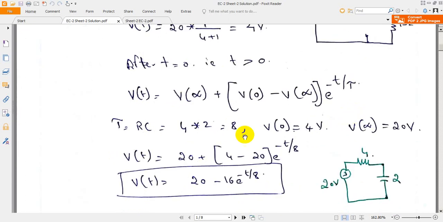Tau for an RC circuit is RC, the R value is 4 and the C value is 2, which is equal to 8. Just substitute these values in the above equation. You will get V of t is equal to 20 plus (4 minus 20) into e power minus t by tau. Tau is 8. You will get V of t is equal to 20 minus 16 e power minus t by 8. This forms your voltage expression for t less than 0 and t greater than 0.